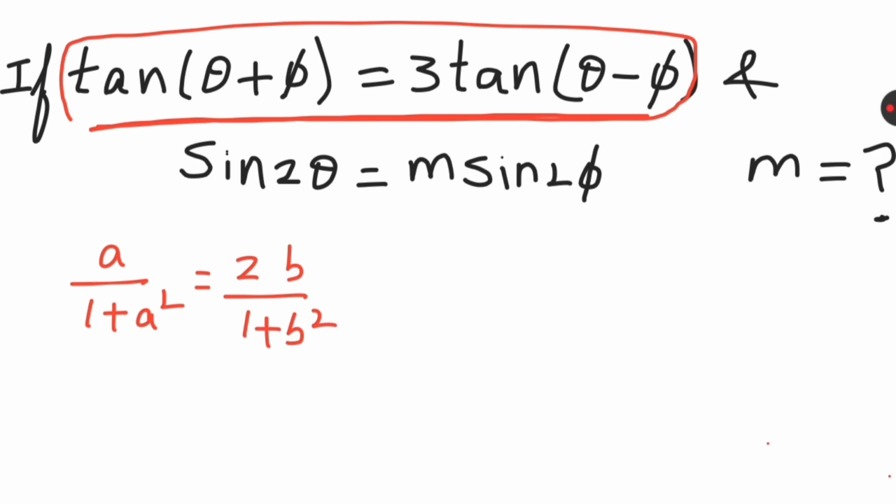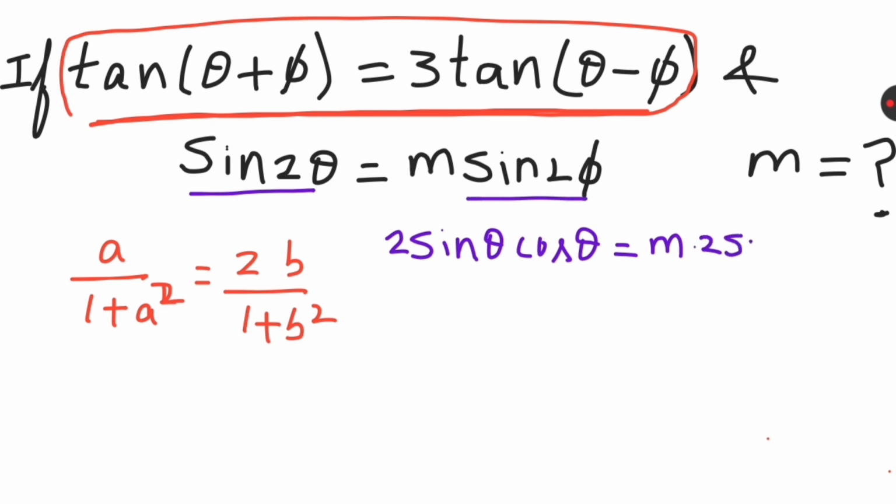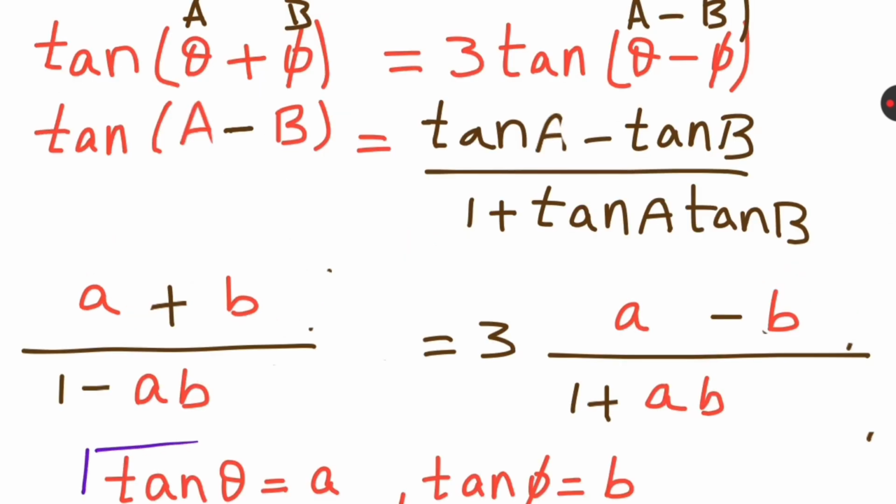Now let's take the second condition, which is sin 2θ equal to m sin 2π. So what is the sin 2θ formula? 2 sin θ cos θ, that is equal to m times, what is sin 2π? 2 sin π cos π. That means here we need the values of sin θ cos θ and sin π cos π. And before, we considered tan θ as a and tan π as b.